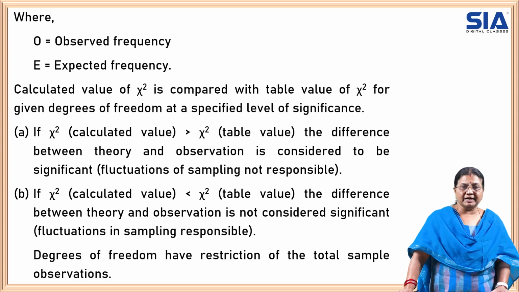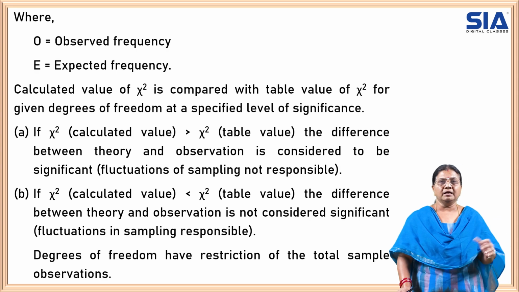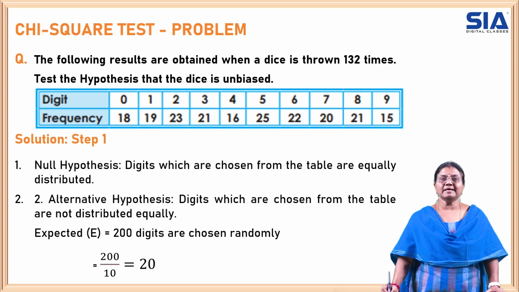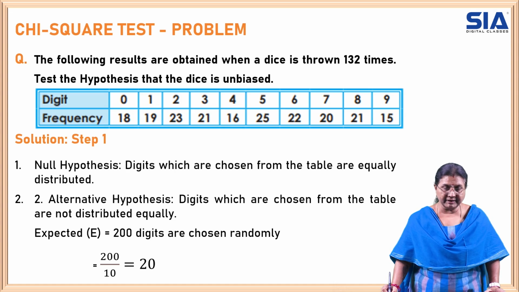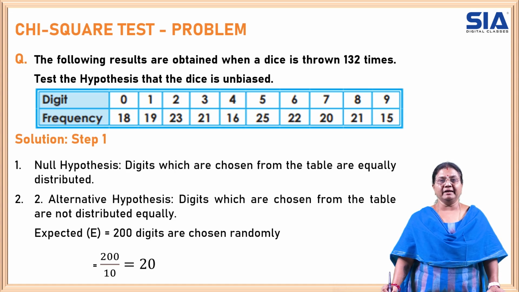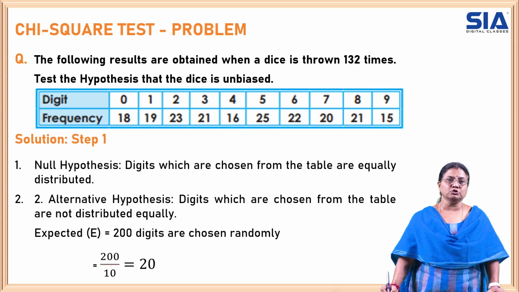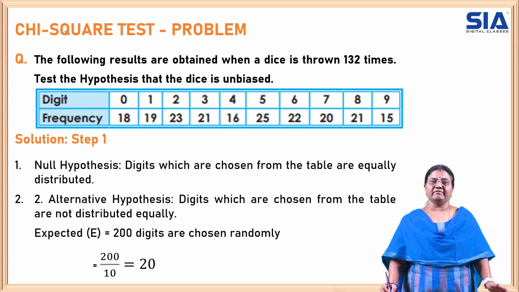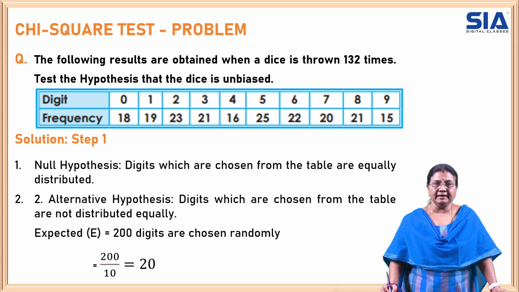Then degrees of freedom have restrictions on the total sample observations. So degrees of freedom will have their restrictions. So let us understand the chi-square test with a problem. Here the data is given. The following results are obtained when a dice is thrown 132 times. Test the hypothesis that the dice is unbiased. So the data is given, digit and frequency: 0 is 18, 1 is 19, 2 is 23. In the similar way, the observations are given for 10 digits.